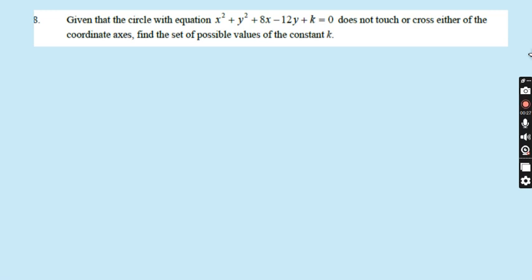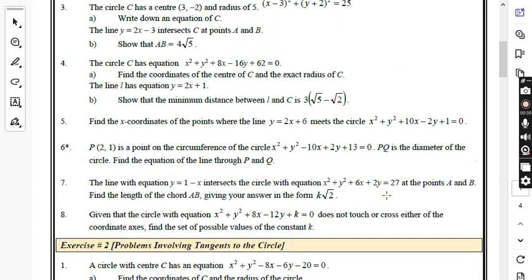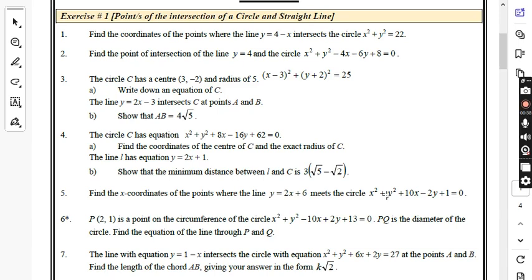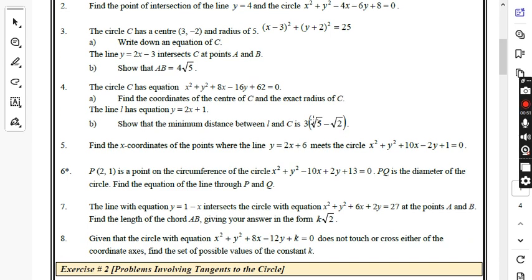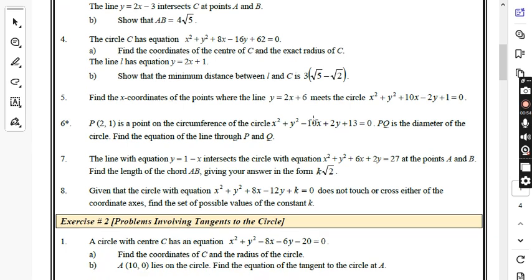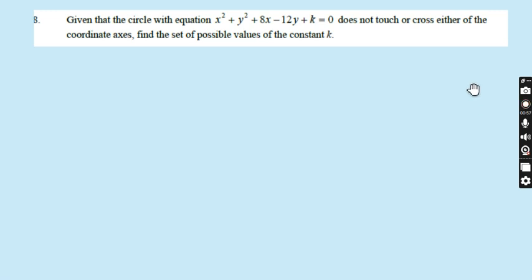Students, today first I will finish exercise 1 from the topic coordinate geometry of the circle. There are 8 questions in this exercise. The topic you can see on your screen: points of intersection of a circle and a straight line. We have already done the first 7 questions of this exercise. Only one question is left. First we will do this question and then we'll start exercise 2. Let's have a look. A very important question, question number 8.